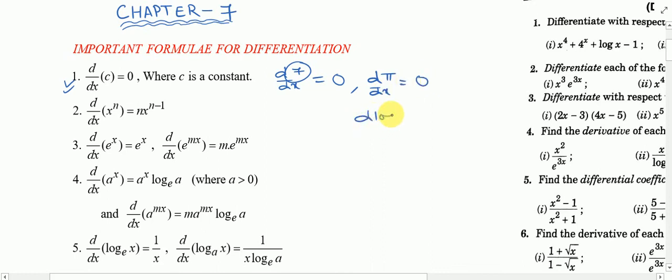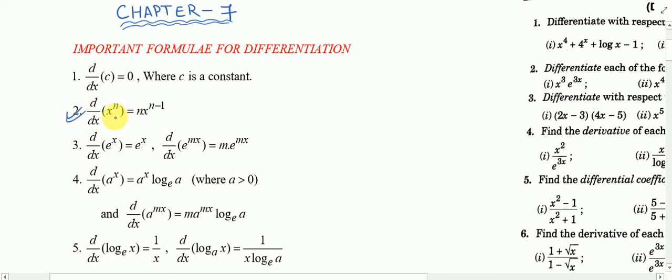If I differentiate log a, where a is a constant, then log a whole thing will be constant and I will get 0. Let's say I am differentiating e, where e is that 2.718. So again this will be 0 because here I am differentiating constant. So differentiation of constant is always 0. Now see the next one.